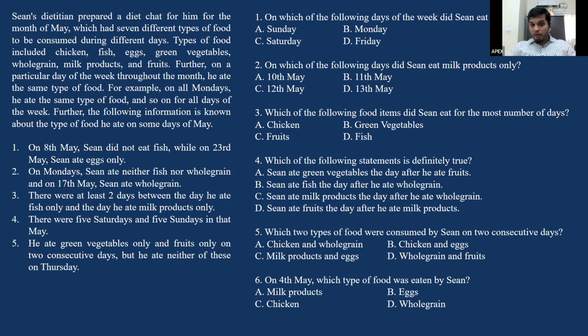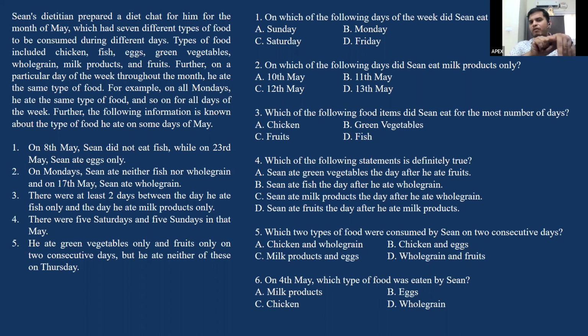On 8th May, so here we are given a date. This question has an indirect application of calendars, I believe. On 8th May, Seen did not eat fish, while on 23rd May, Seen ate eggs only. Now here the important point is the fourth one: there were 5 Saturdays and 5 Sundays in that May. So this tells me that there is an indirect application of calendars here. You'll be having 7 days, Monday, Tuesday, Wednesday, Thursday, till Sunday, and you have 7 types of food. Based on the given information, you need to determine on which day Seen has eaten which type of food.